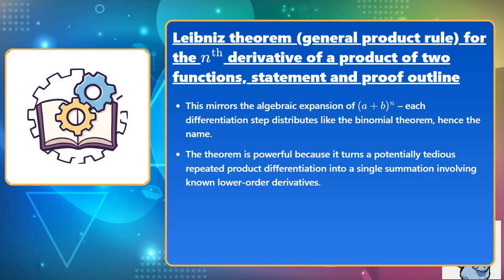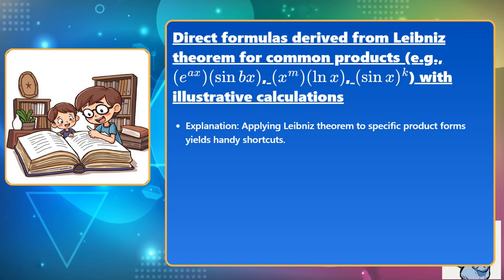The theorem is powerful because it turns a potentially tedious repeated product differentiation into a single summation involving known lower-order derivatives. Explanation: applying Leibniz theorem to specific product forms yields handy shortcuts.